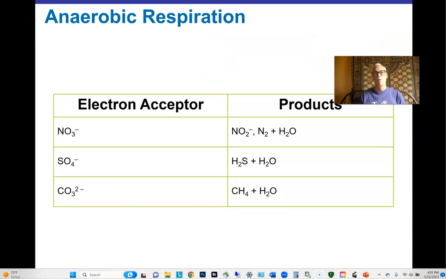Bacteria, again, and microorganisms are very diverse. Some use nitrate ion to catch those electrons, producing nitrite or elemental nitrogen and water, or sulfate ion to ultimately produce hydrogen sulfide gas, or carbonate ion, which ultimately produces, as an electron acceptor, methane gas and water in each case. So pretty cool. Some very diverse organisms indeed, and some interesting products. Hydrogen sulfide has that kind of rotten egg smell. Methane makes a fine fuel.